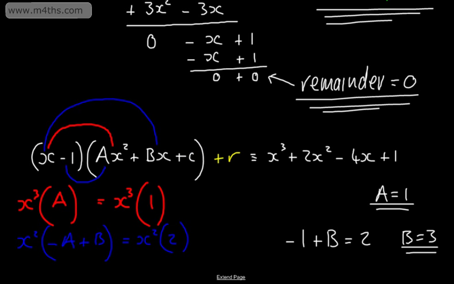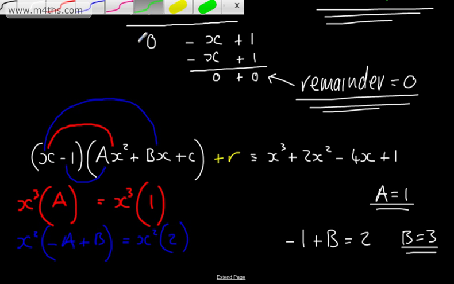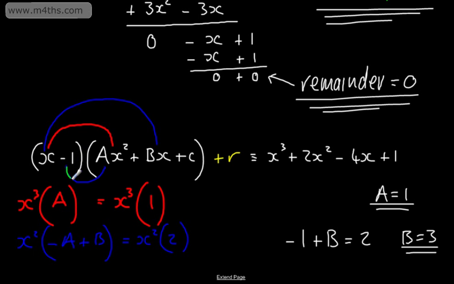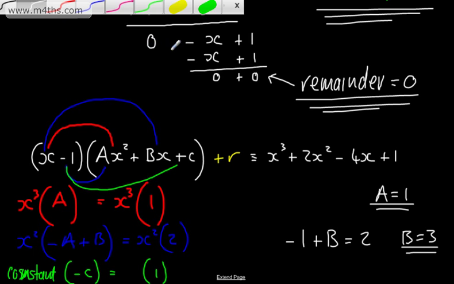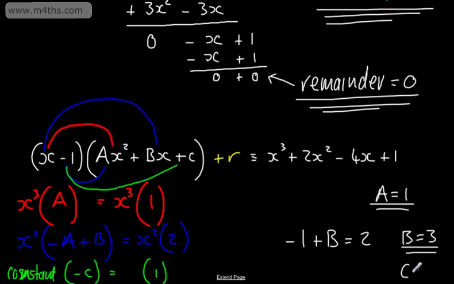The easiest way to do this is simply by considering the constant. So the term independent of x is going to be -1 multiplied by c. Every other term will give us something with an x in. So what I'm going to write here is the constant, let's get the spelling correct. Over here, we're going to have -c equal to the constant over here, which is going to be +1. So from here, we can see that c is equal to -1.